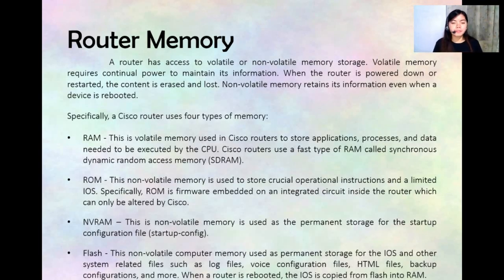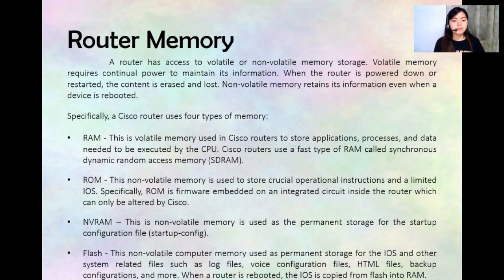Router memory. A router has access to volatile or non-volatile memory storage. Volatile memory requires continual power to maintain its information. When the router is powered down or restarted, the content is erased and lost. Non-volatile memory retains its information even when a device is rebooted. Specifically, a Cisco router uses four types of memory. That is the RAM, the ROM, NVRAM, and the flash.